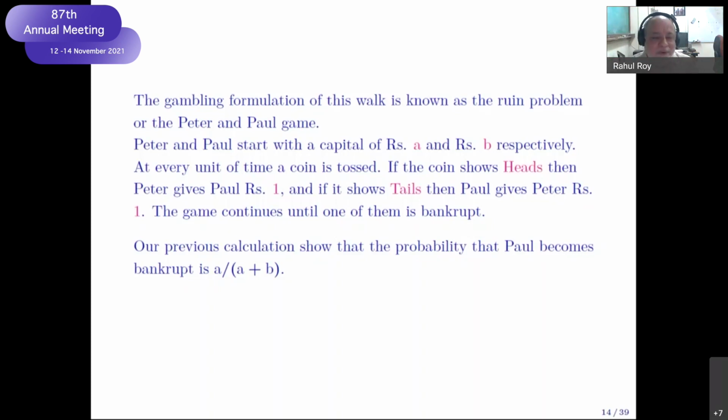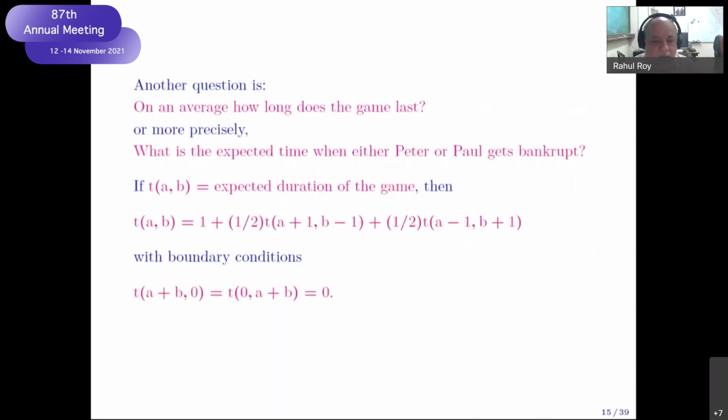Anyway, so the gambling formulation of this walk is known as the ruin problem, or the Peter and Paul game, in which Peter and Paul start with capitals A and B respectively. If the coin shows heads, then Peter gives Paul 1 rupee, and if it shows tails, then Paul gives Peter 1 rupee, and this game continues until one of them is bankrupt. The question which we can ask is, on average, how long does the game last? What is the expected length when either Peter or Paul gets bankrupt?